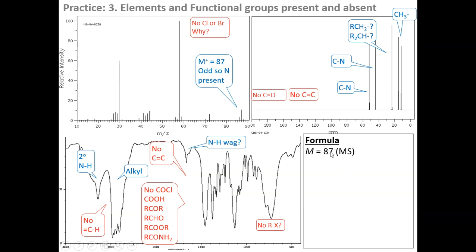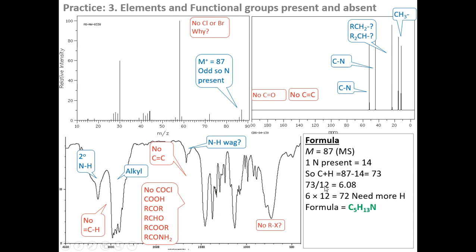So formula, we started with 87, subtract the value of 14, which is the molar mass of nitrogen, to get 73 for carbons and hydrogens, divide by 12, the molar mass of carbon, and we get 6. So 6 times 12 is 72, which gives us only 1 hydrogen, which doesn't make sense, not for 6 carbons. So I would drop down a carbon. We have 5, and therefore we now have 13 hydrogens.